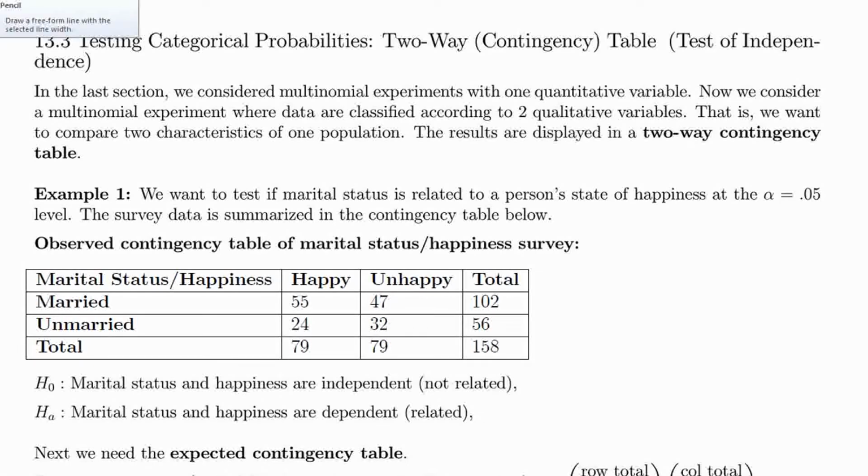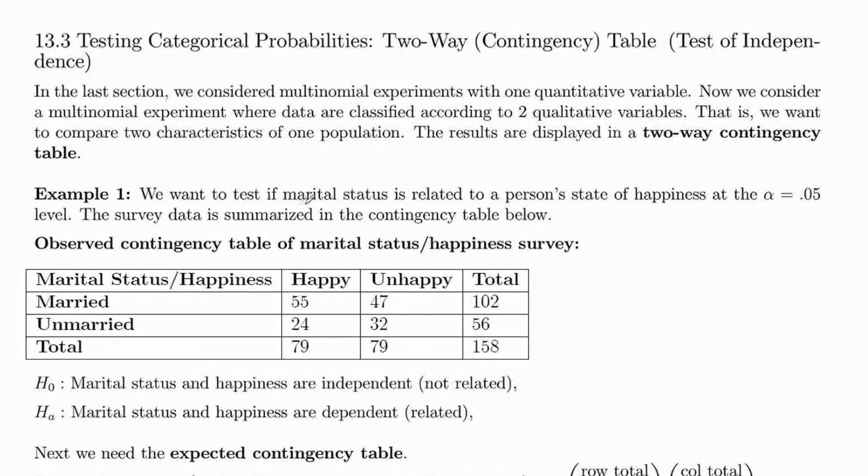So in the last section, we tested to see if data followed a distribution. That was the first type of chi-square test called a goodness of fit test. Now we want to do what's called a test of independence or a test of association between two qualitative variables. So this is also called a two-way contingency table. And let's look at an example here.